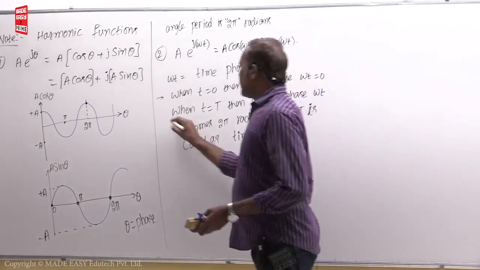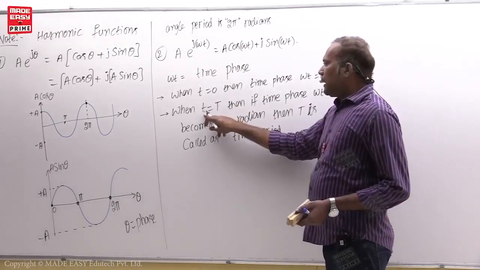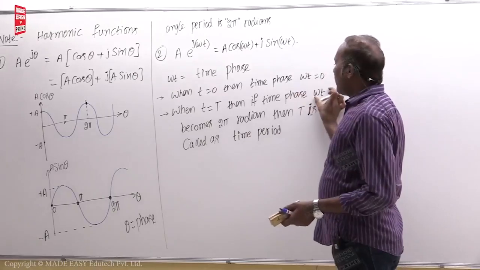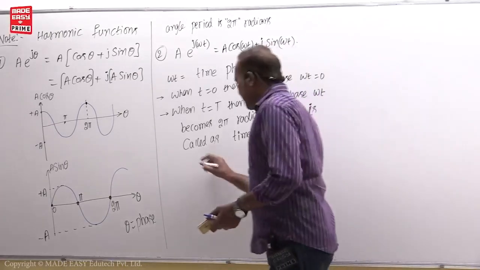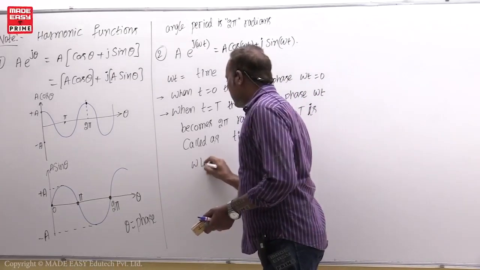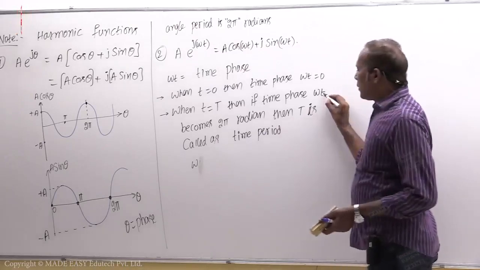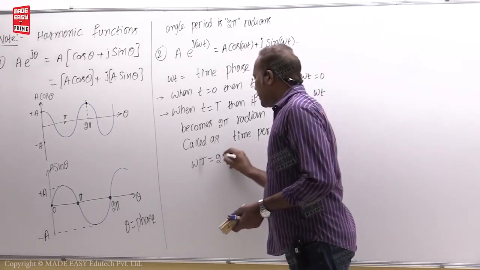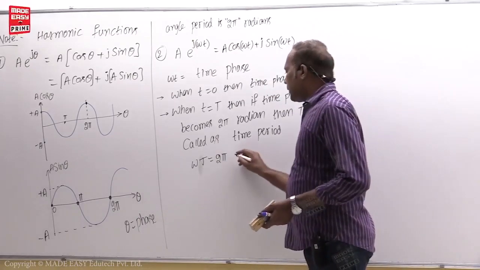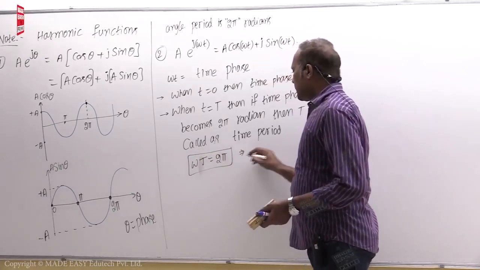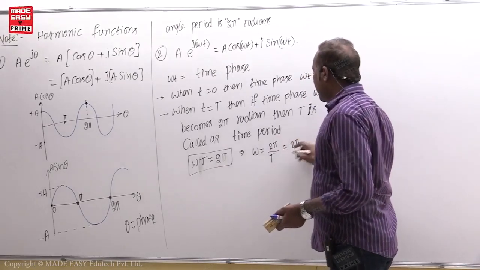So this is another statement. Whenever t is 0, the time phase is 0. Whenever you substitute t equal to capital T, if the time phase omega t becomes 2 pi radians, then capital T is defined as the time period. So this is the formula: omega is equal to 2 pi by capital T. That is also written as 2 pi into 1 by T, which is frequency.